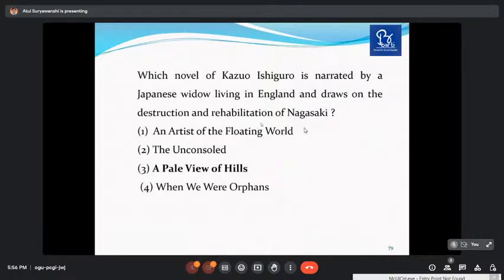The next question here in the series. Which novel of Kazuo Ishiguro is narrated by a Japanese widow living in England and draws on the destruction and rehabilitation of Nagasaki? The answer is A Pale View of Hills.